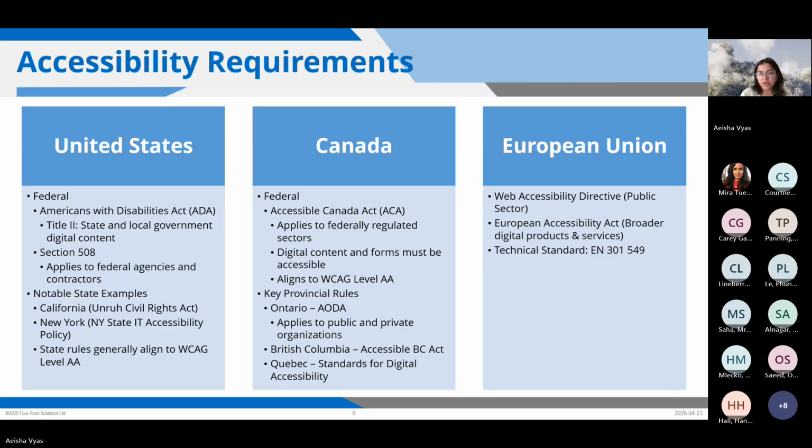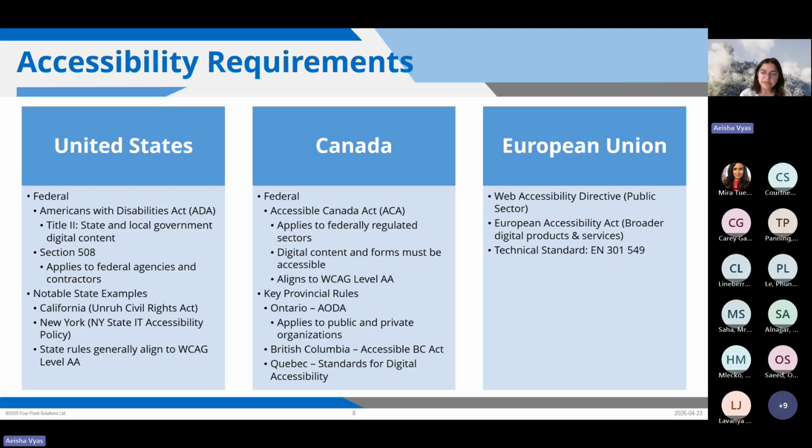Now, a question that often comes up at this point is what rules and regulations actually apply to us? The short answer is that accessibility rules vary depending on where you are. Every country has its own legislation, and within that, individual states or provinces may have additional requirements on top of the federal ones. Keeping our time constraints in mind, I have pulled together some of the most common and relevant regulations to give you a clear picture.